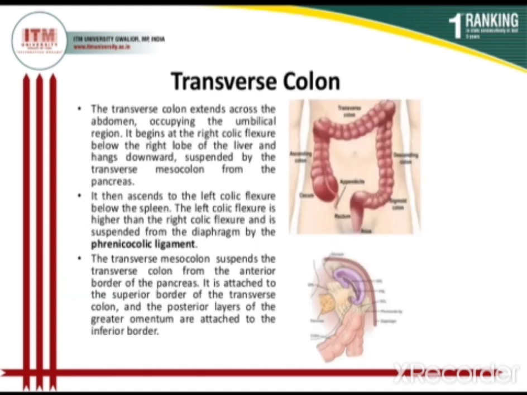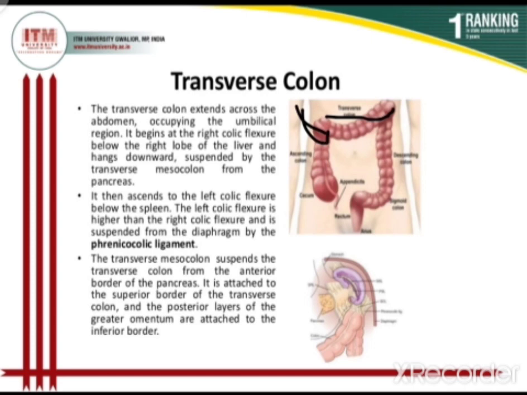Fine. Now the next is the transverse colon. The transverse colon extends across the abdomen, occupying the umbilical region. It begins at the right colic flexure below the right lobe of the liver and hangs downward, suspended by the transverse mesocolon from the pancreas. You can see here in the picture, this is the transverse colon, and it begins at the right colic flexure here, suspended by the transverse mesocolon from the pancreas.